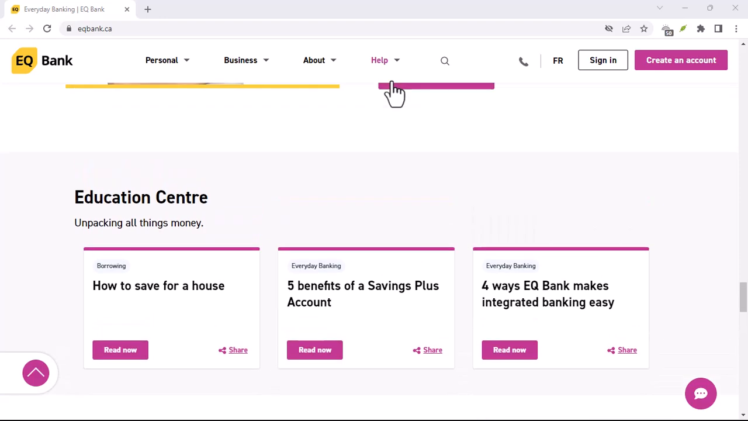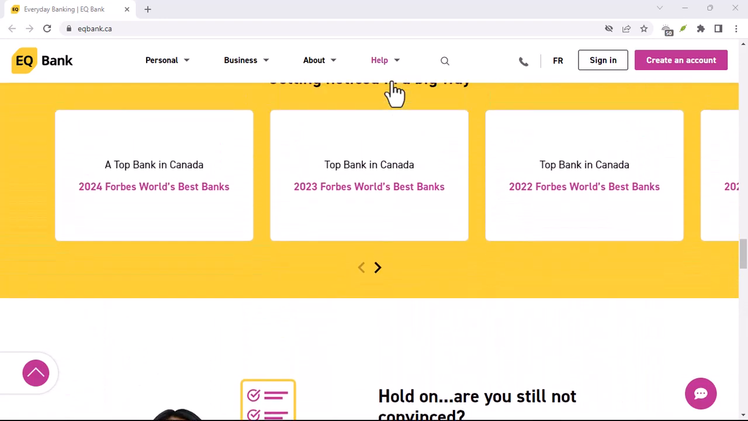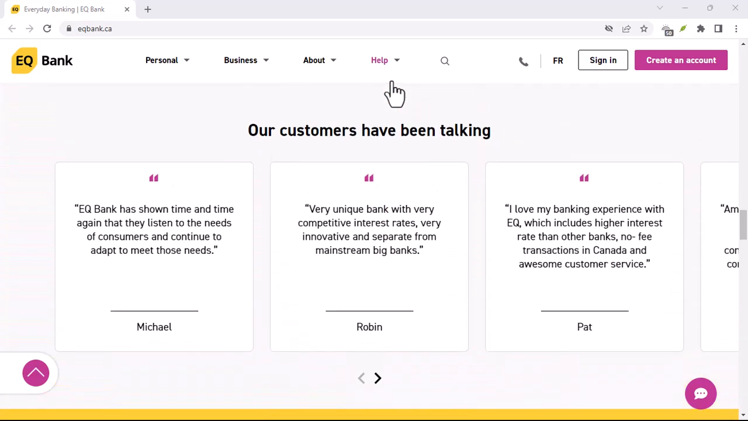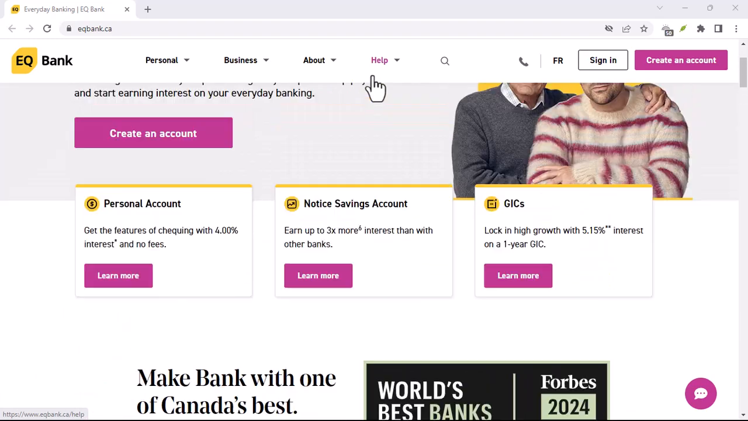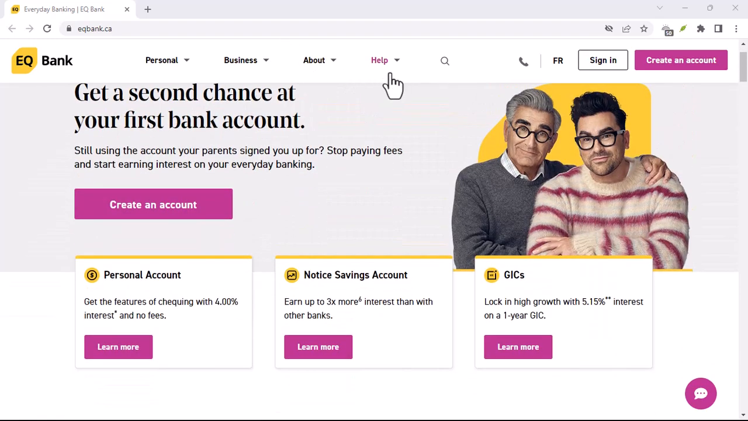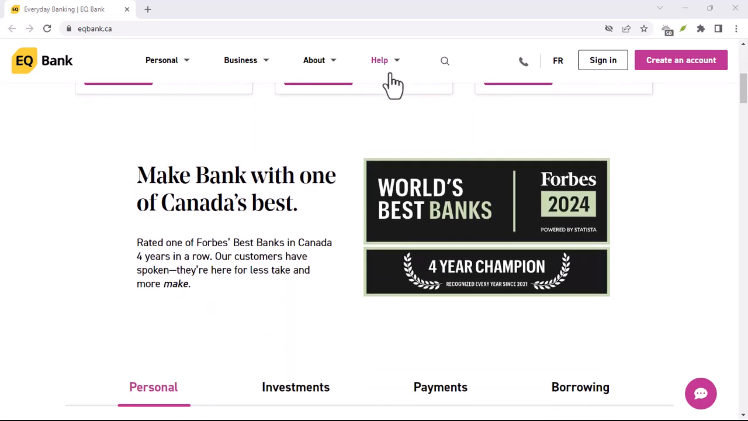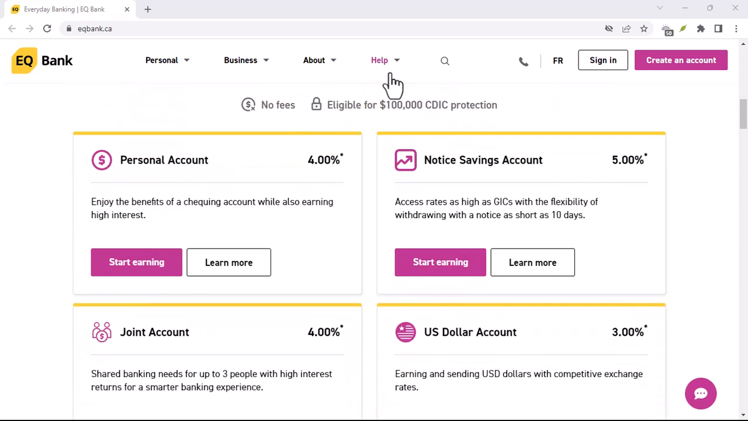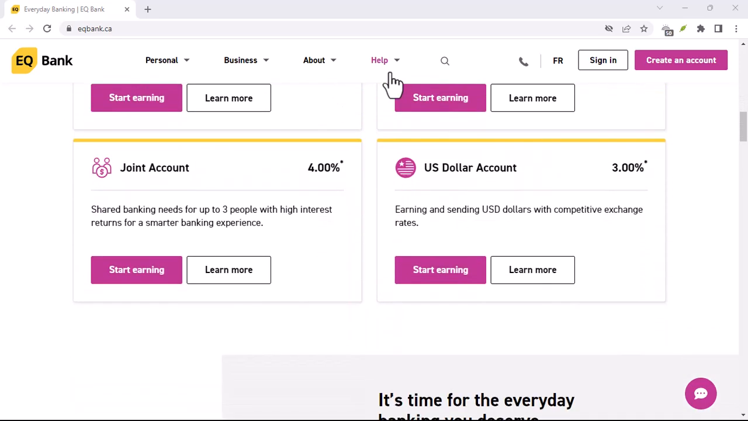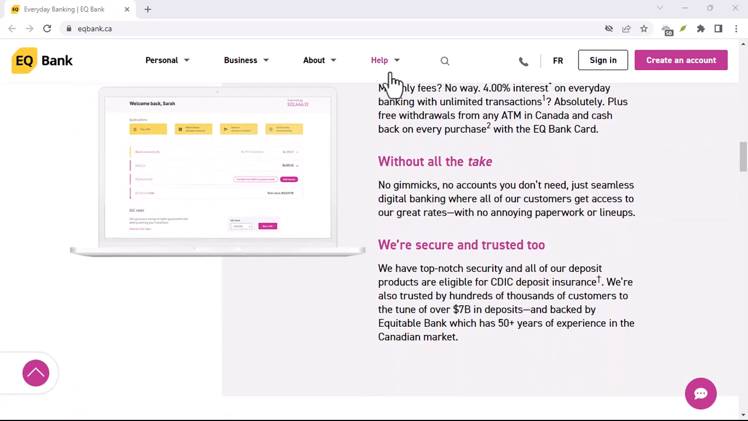Fifth, if you're sending the bank draft by mail, consider using a trackable shipping method with Canada Post, like registered mail or express post. This will provide you with a tracking number and confirmation of delivery, giving you added peace of mind. And finally, if you have any questions or encounter any issues during the process, don't hesitate to contact EQ Bank's customer service. They are usually very responsive and can provide assistance with any queries you might have.